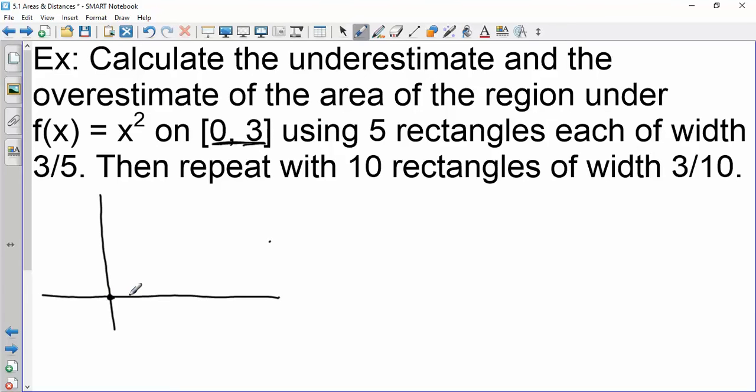We know we're just going from 0 to 3. 0 squared is 0. 1 squared is 1. 2 squared is 4. 3 squared is 9. So just a really rough sketch. We're essentially looking for the area under this little portion of a parabola.